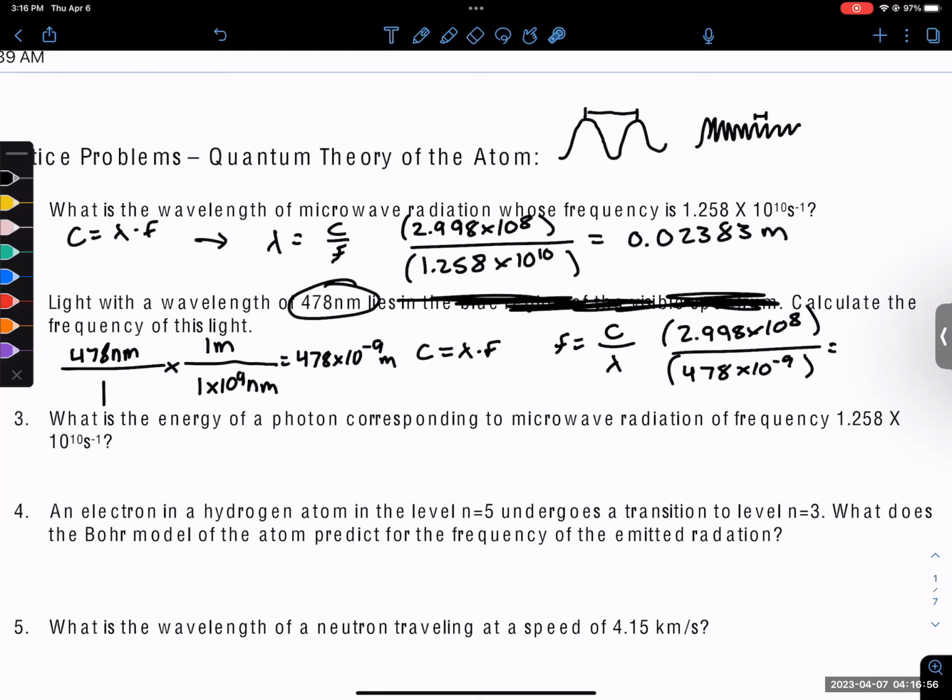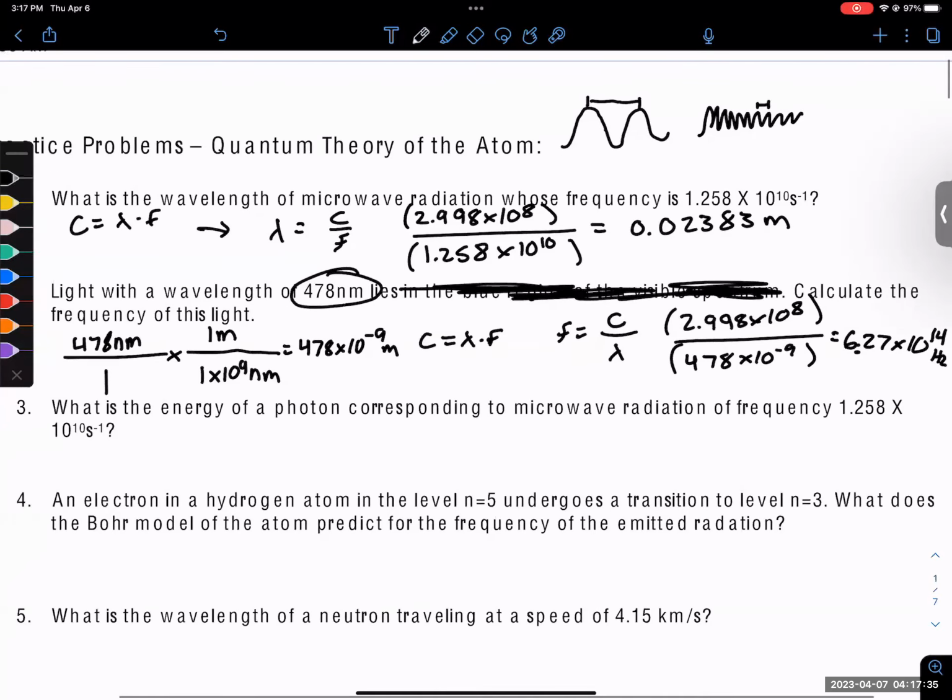Large, exactly, Susanna, thank you. Because, like we said earlier, wavelength and frequency are inversely related, a small wavelength would exhibit a large frequency, is the word I was looking for. So the answer is 6.27 times 10 to the 14 hertz. That's Hz for hertz.